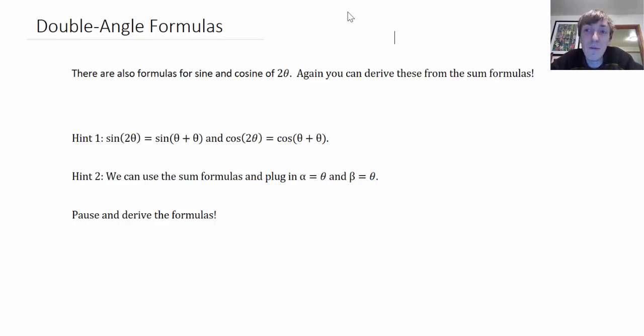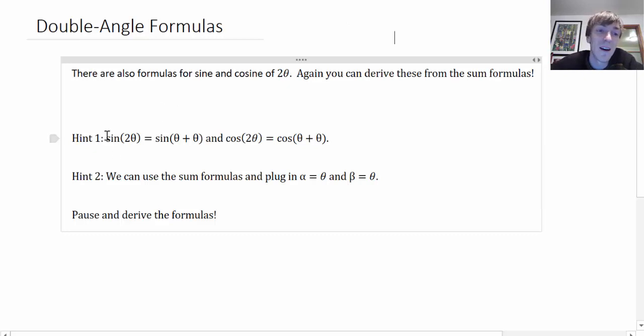Okay, and again, like before, I want to give you the opportunity to pause and see if you can derive these. But your first hint is that sine of 2 theta, well, 2 theta is theta plus theta. I mean, we're back in elementary school right now, right? So why don't you write that 2 theta that way, theta plus theta. And then you can now use the sum formula again. But this time, alpha and beta are the same. They're both equal to theta. So you're just plugging in alpha equals theta, beta equals theta, and then see if you can simplify what remains.